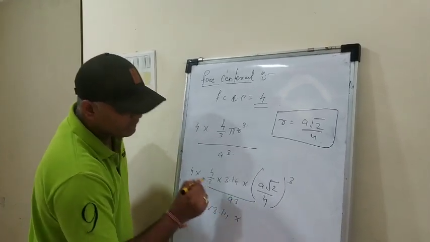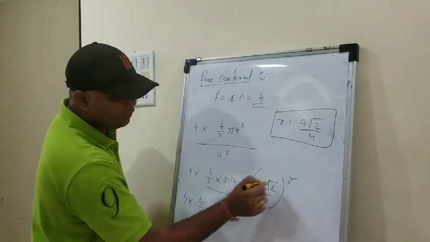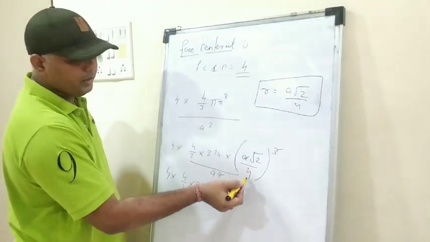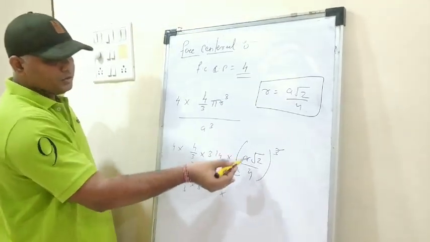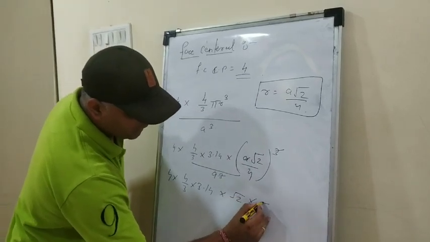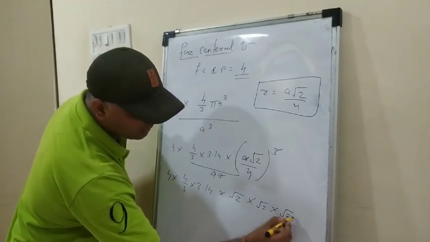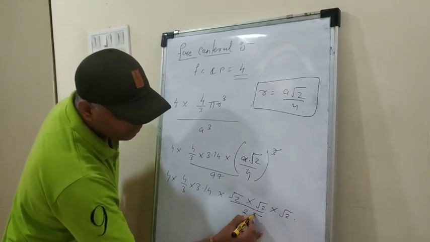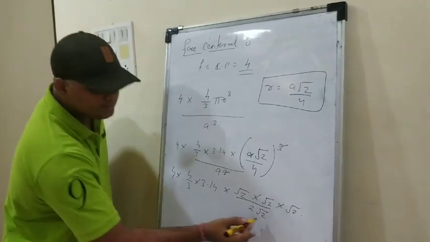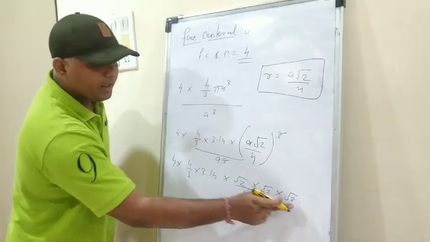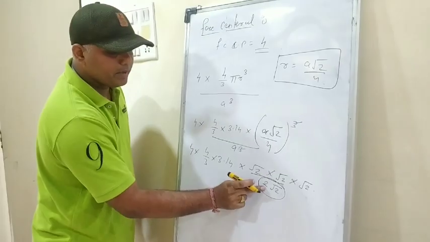Now a cube will get cancelled. What is remaining? Under root 2 is remaining and 4 is remaining. Under root 2 also has a cube, so under root 2 into under root 2 into under root 2, right? Under root 2 into under root 2 becomes 2, and this under root 2 remains. I hope that you are understanding it. So it becomes 2 root 2, right?